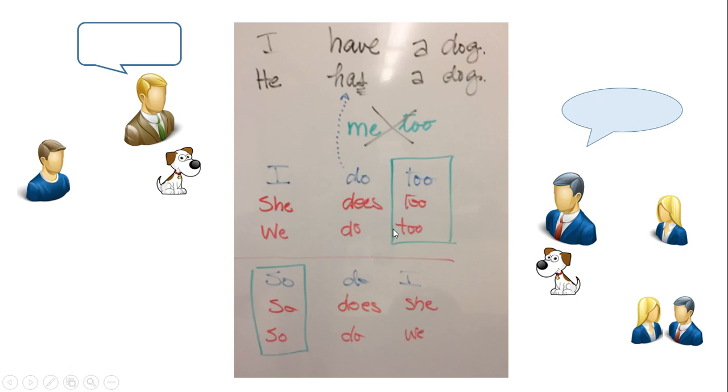"We do too." Or you can start with so. You keep the auxiliary of the present simple with the right pronoun. "So do I." "So does he." "So do we." These two forms are very common in English. We use them all the time. So try to remember these two forms.